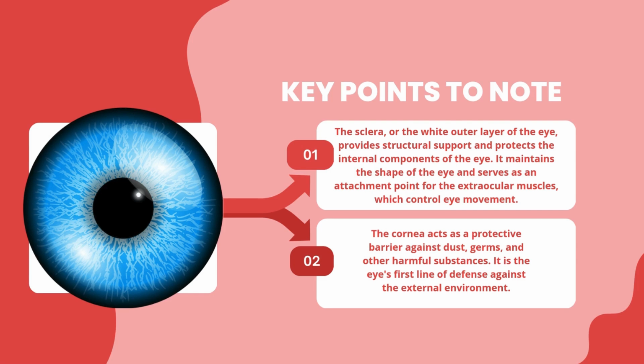And the cornea, I want you to think of the cornea as the eye's clear front window. So it gets the light in and it acts like a shield, protecting your eye from dust, germs, and other harmful stuff. And it's the eye's first line of defense against the outside world.